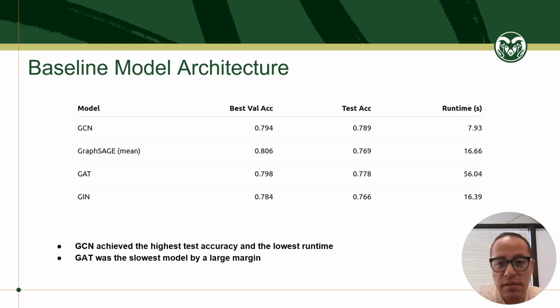GAT was interesting because, although it has a more flexible attention-based aggregation mechanism, it was by far the most expensive in runtime and still did not outperform GCN. GIN also performed reasonably well, but again, it did not surpass GCN, in this experiment at least. So the main takeaway from part 1 is that the simplest model in the comparison ended up giving the best trade-off between performance, accuracy, and efficiency.